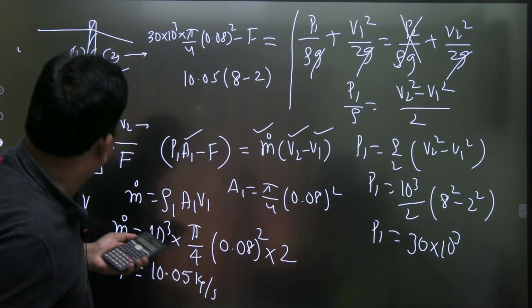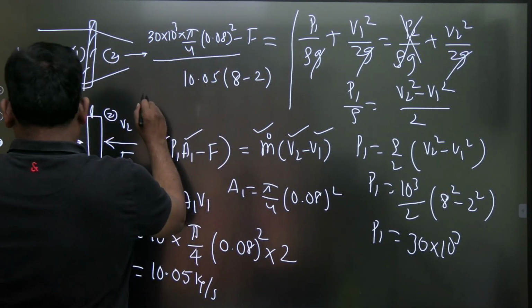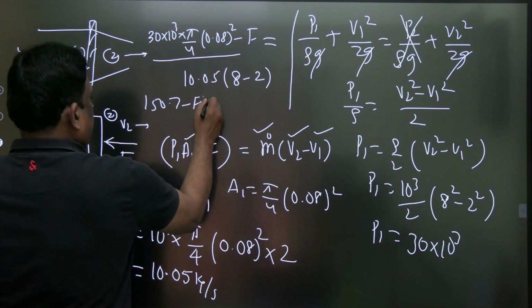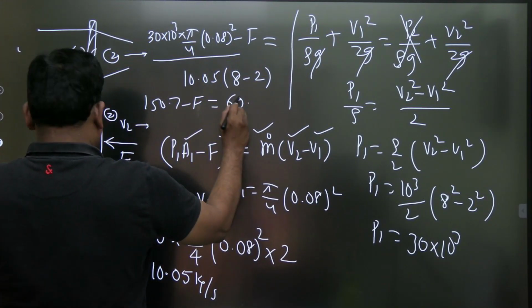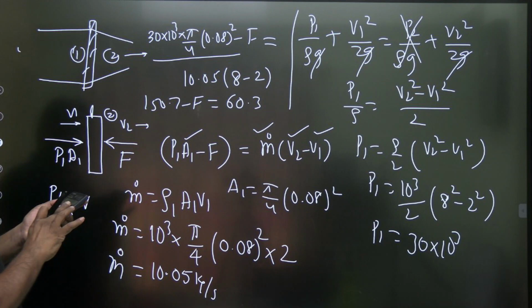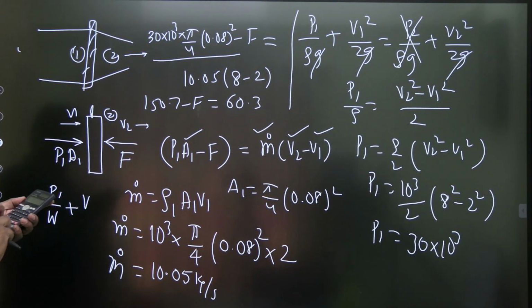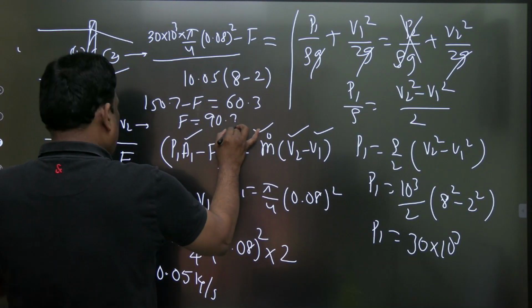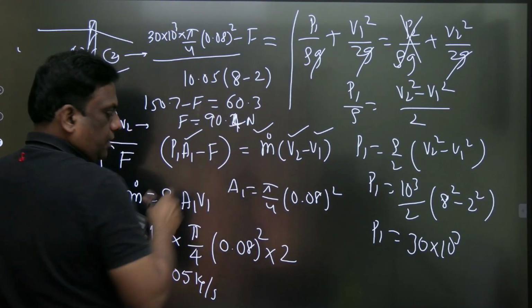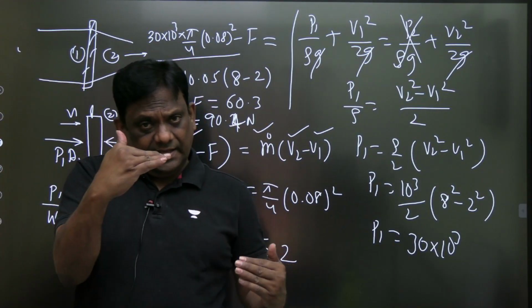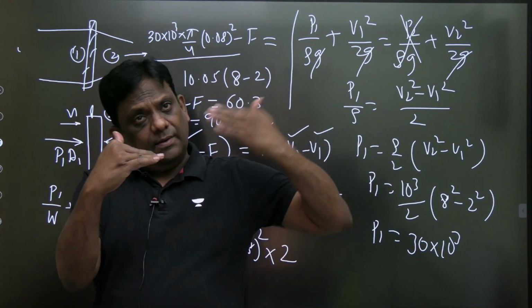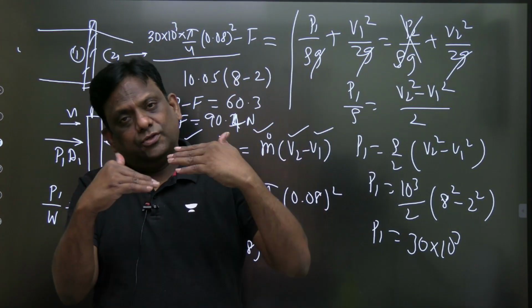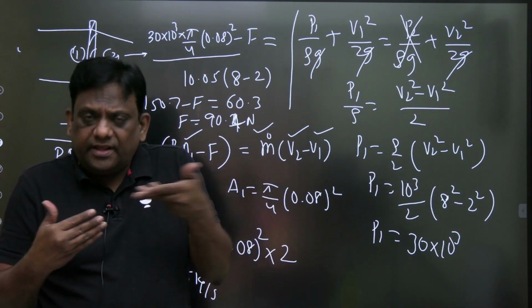This value is coming out to be 150.7 minus F is equal to 60.3. Okay, correct? 10.05 into 6, yes, 60.3. 150.7. So the answer, the force required is 90.4 Newton. See, the fluid is exerting force like this, and the force resisted by this flange is in the opposite direction, so it is offering the resistance.